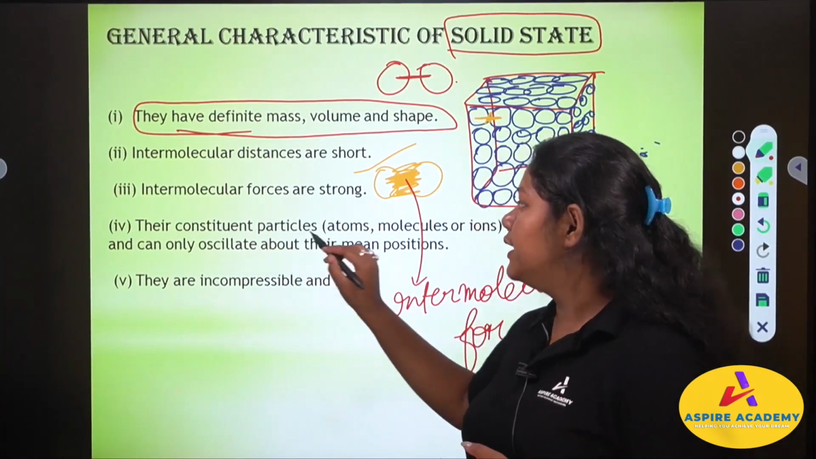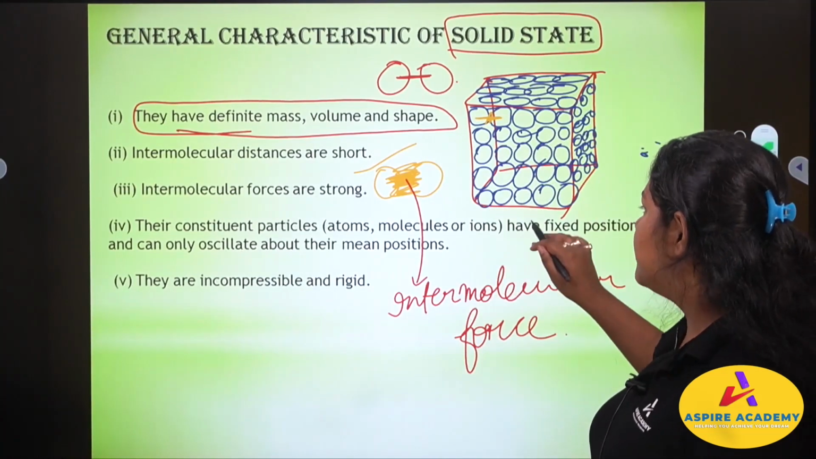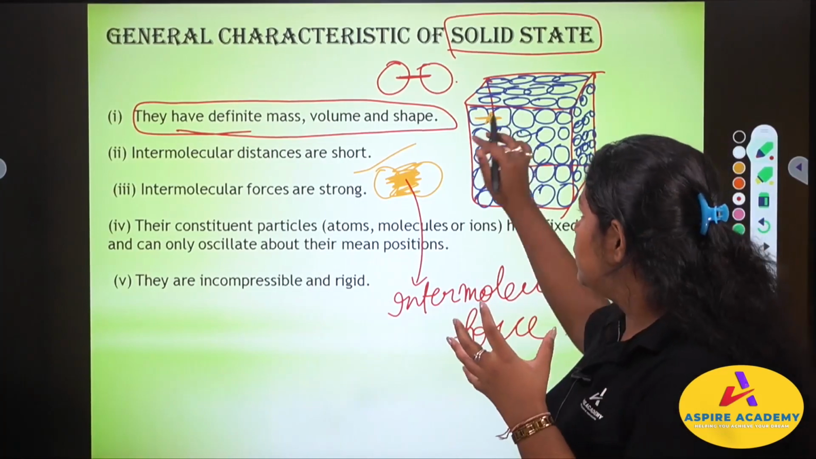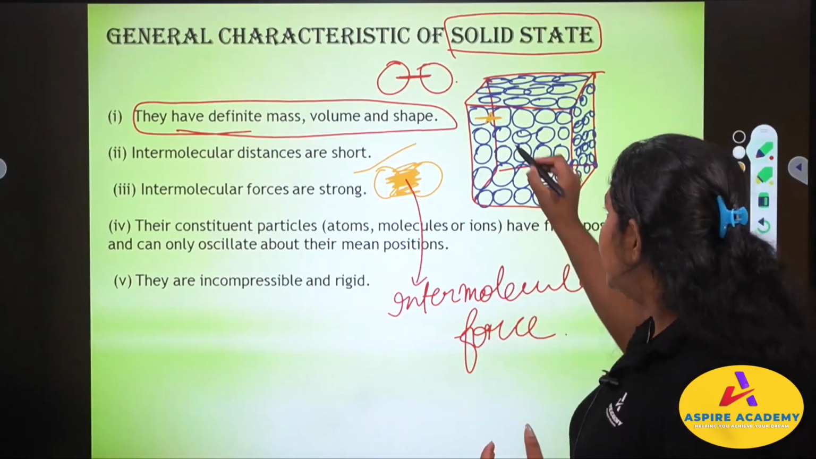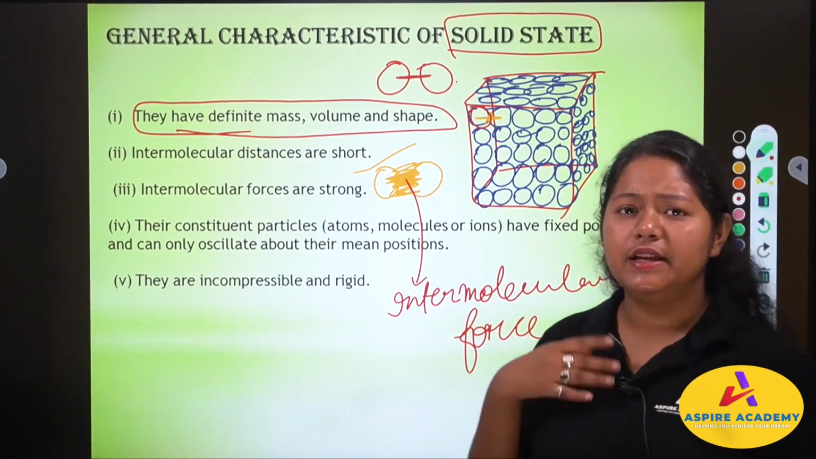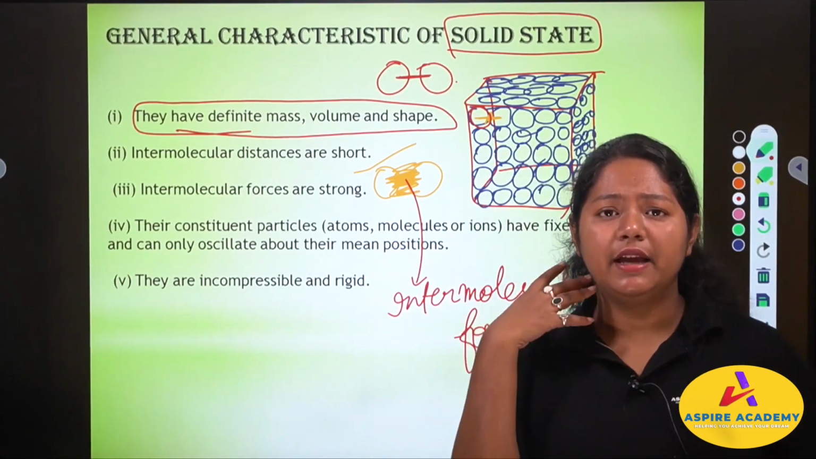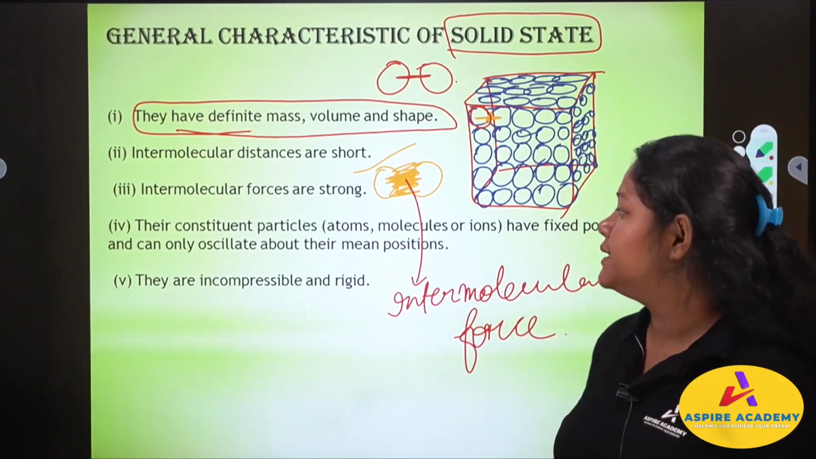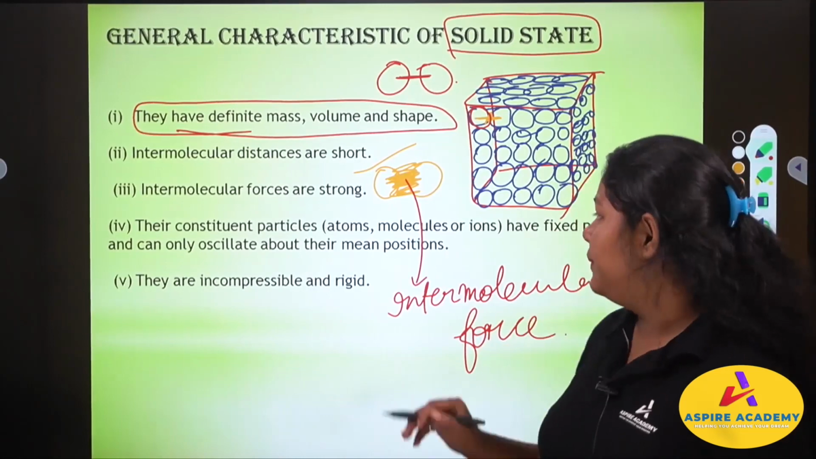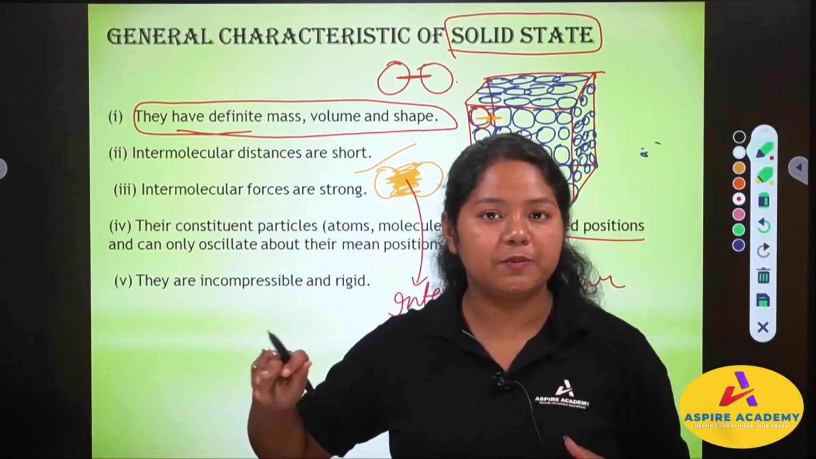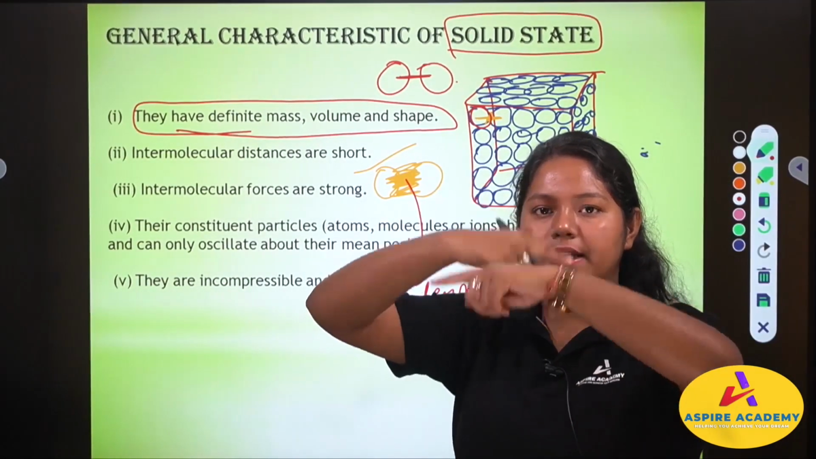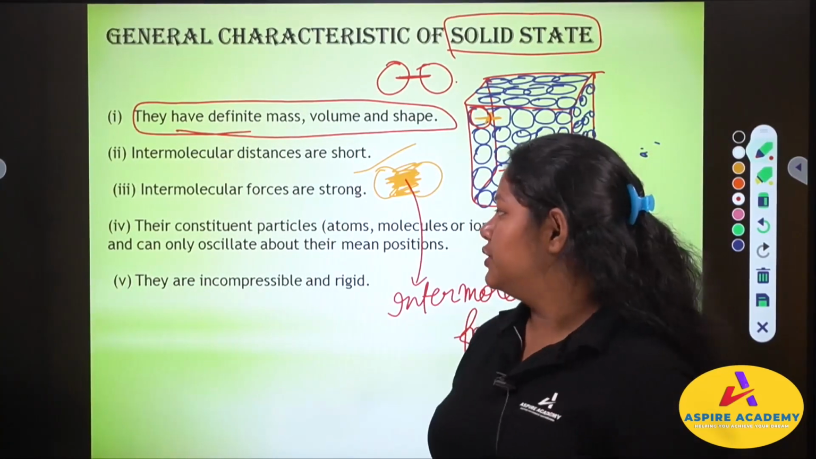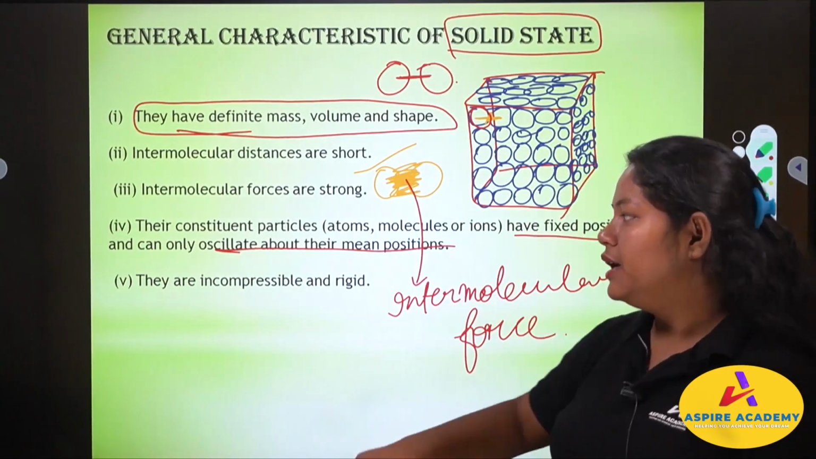Next, what do we have? Their constituent particles, atoms, molecules or ions have fixed positions. Obviously, since they are very close to each other, they are in a fixed position, therefore they are clubbed together, with intermolecular distances short and intermolecular forces more. That means these constituent particles have a fixed position, and in their fixed position they are oscillating about their mean position.